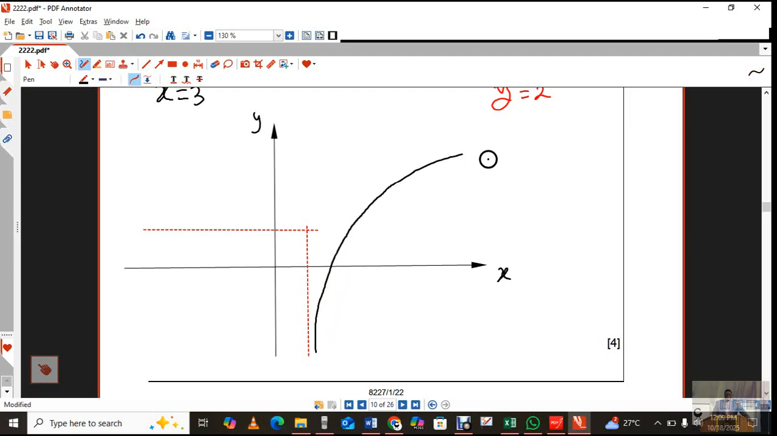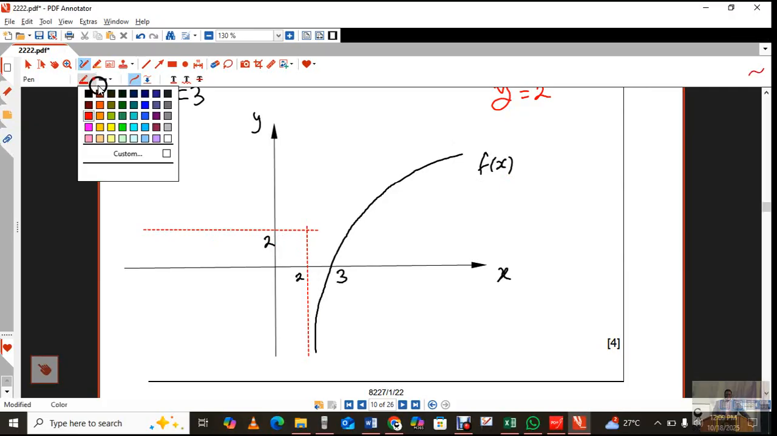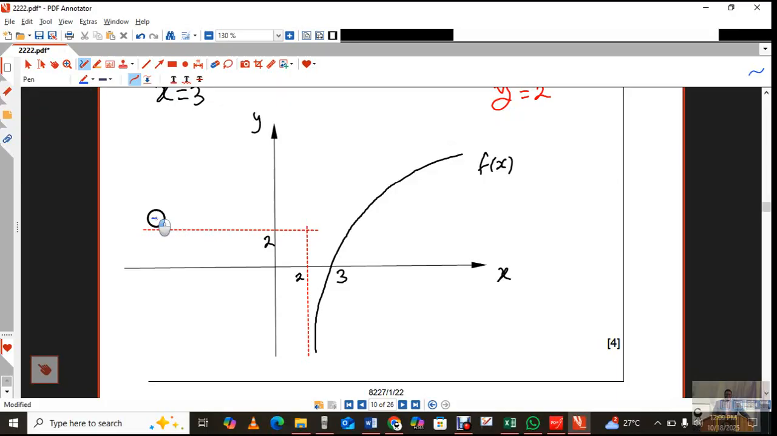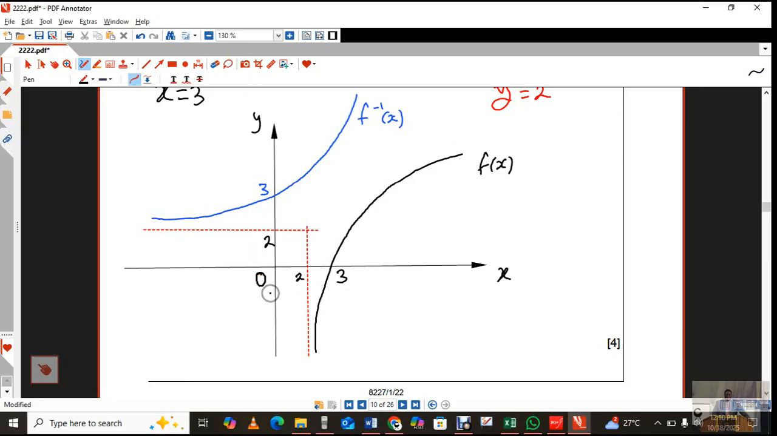This one is my f of x, and we said it's going to cut here. And this is obviously x equals 2. This is y equals 2. And if you draw the inverse graph, make that blue, the inverse graph is going to be something slightly like so. And this is going to be at 3. And this blue one is the inverse. Technically, those are the only things you needed to do. Perhaps we can also put the origin here as 0.